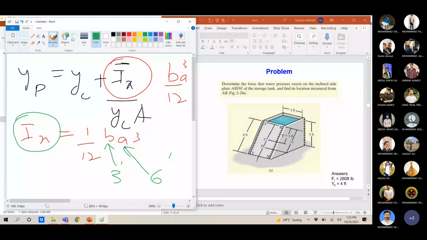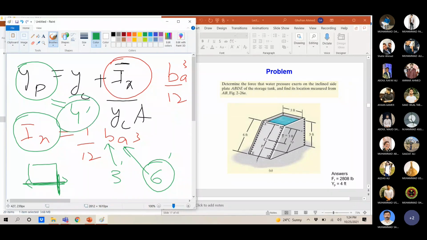If this is the X dimension, then this would be the base. In this figure, the perpendicular dimension against X is 6 feet, so we will take the cube of 6. If I say take the moment of inertia about the Y axis, then you will take the cube of 3 feet instead of 6 feet. So from this formula you can find Ix, and by putting Ix in the formula of Yp, you can find the distance of the center of pressure, which would be 4 feet from the top. Any question?